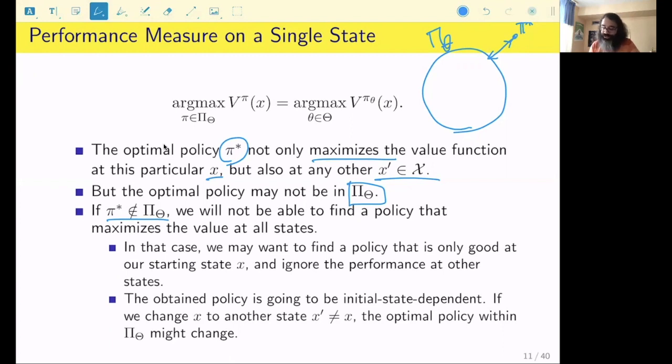So in that case, what we want to do is maybe focus on the only state that we care about. I'm showing you the graph from the previous slide. So maybe we only want to focus on making the value function of this specific point as high as possible, instead of having a value function that for all states is as large as possible. Is this clear?